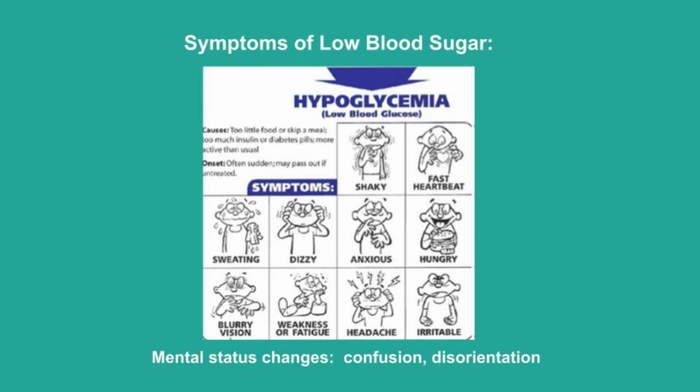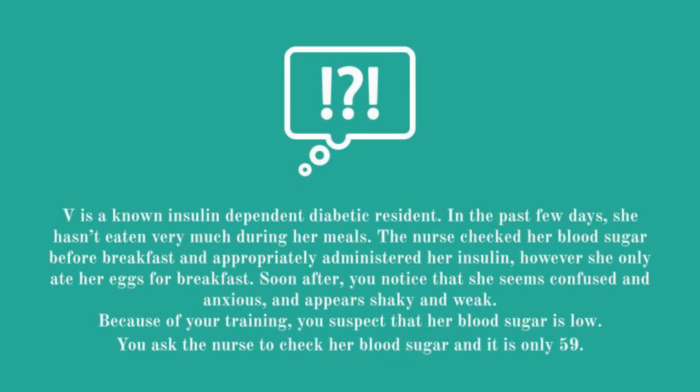So let's look at a scenario. V is a known insulin-dependent diabetic resident. In the past few days, she hasn't eaten very much during her meals. The nurse checked her blood sugar before breakfast and appropriately administered her insulin. However, she only ate her eggs for breakfast. Soon after, you notice that she seems confused and anxious and appears shaky and weak.